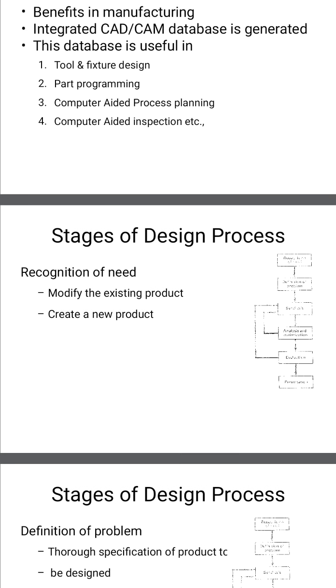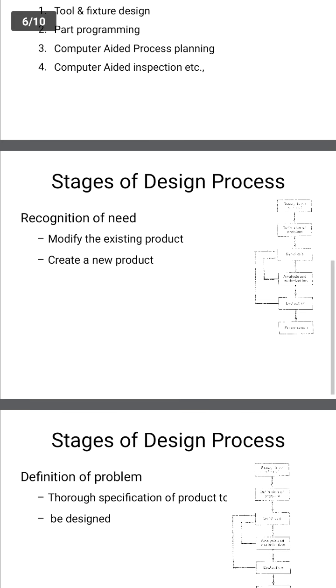Now we have finished the benefits of CAD. Now we will go to the stages of the designing process. There are different stages in designing also. First is recognition of need. Recognition of need has two parts: modifying an existing product and creating a new product. Modifying the existing product, which we have done already, that we will be modifying. Then creating a new product also can be drawn and we can modify. That also is called recognizing of a need.